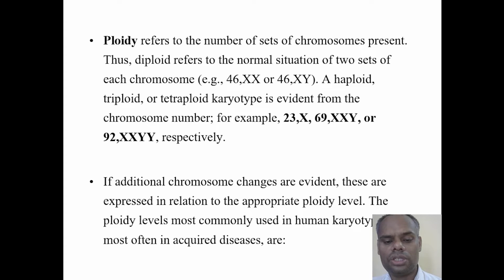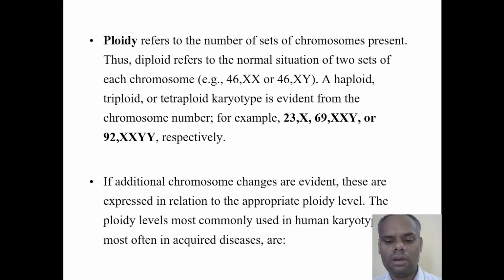For example, 23X, 69XXY or 92XXYY respectively. If additional chromosome changes are evident, these are expressed in relation to the appropriate ploidy level.